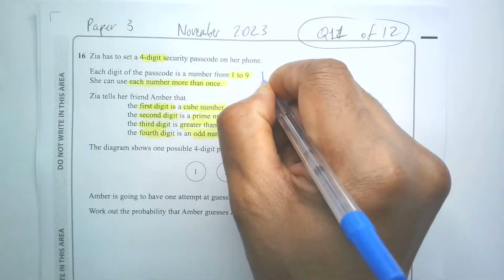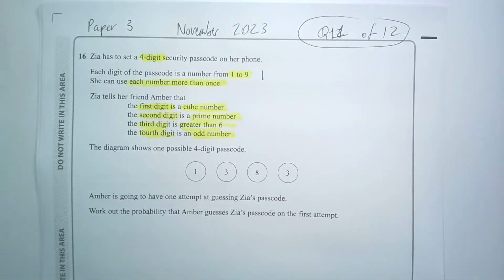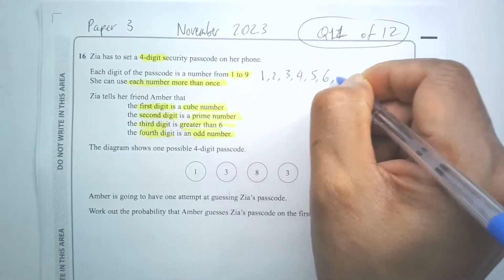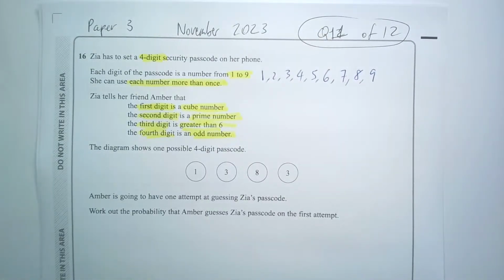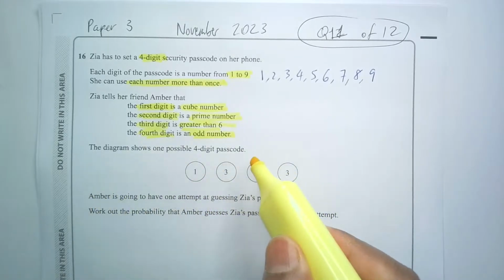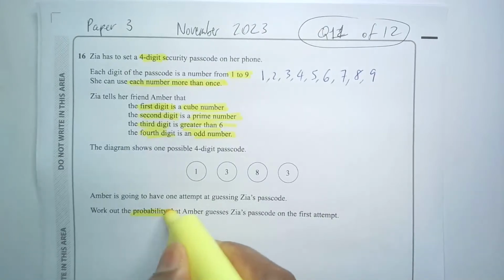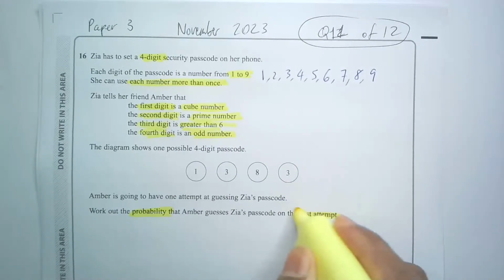So we've got passcode is a number from 1 to 9. 1, 2, 3, 4, 5, 6, 7, 8, 9. I've just written the numbers out just so that I can visualize it. I haven't read the question fully or highlighted it. The diagram shows one possible answer. Amber is going to have one attempt at Zia's passcode. Work out the probability that Amber guesses Zia's passcode on the first attempt.